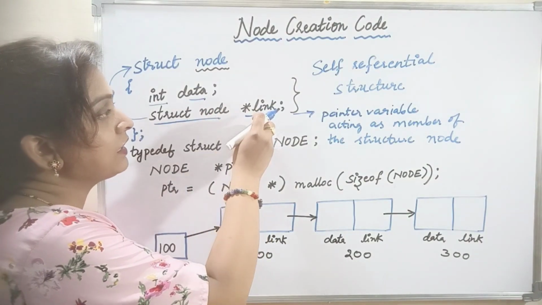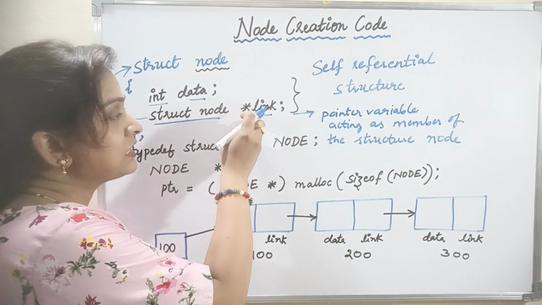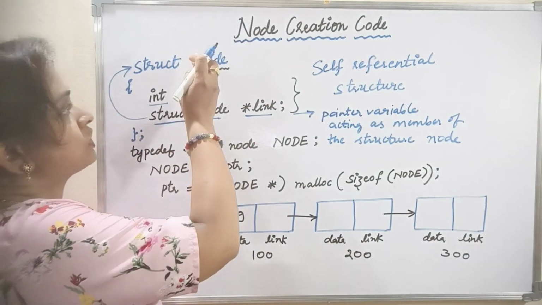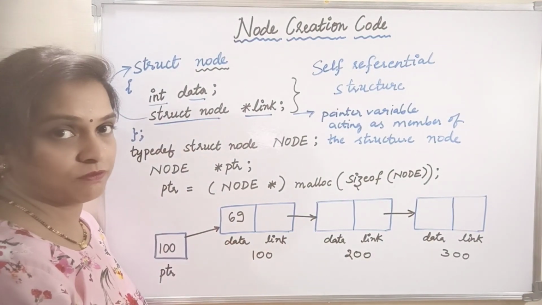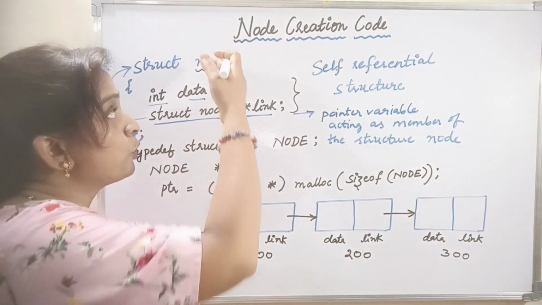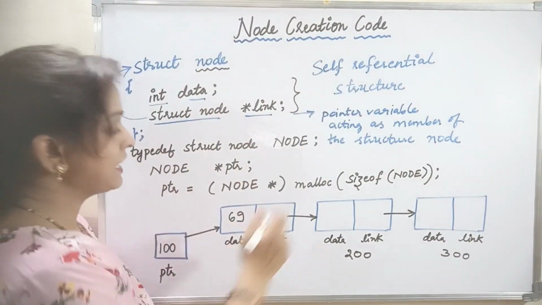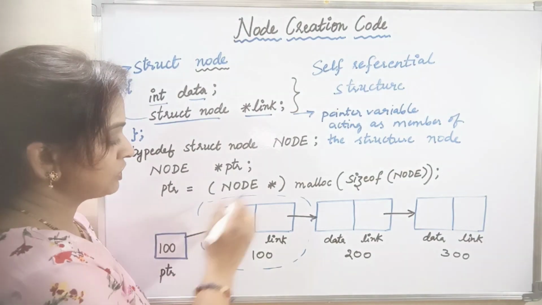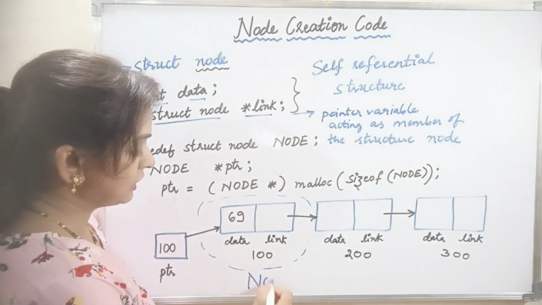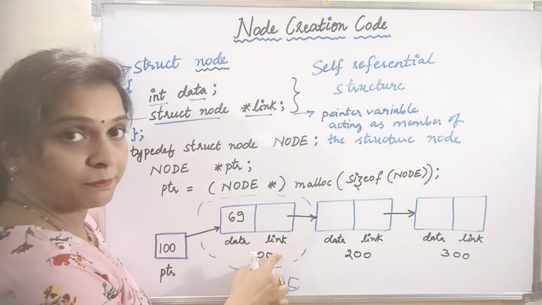So I am creating a variable, not a normal variable, a pointer variable that is referring to the same structure, meaning it is a variable of the same structure type itself. User defined type, node type itself. So using this structure, I create this node format. This is the node that we have created, which contains a data part and a link part.